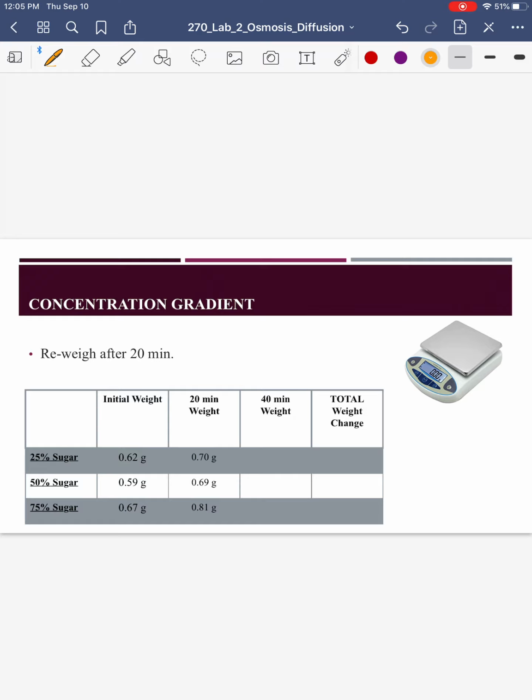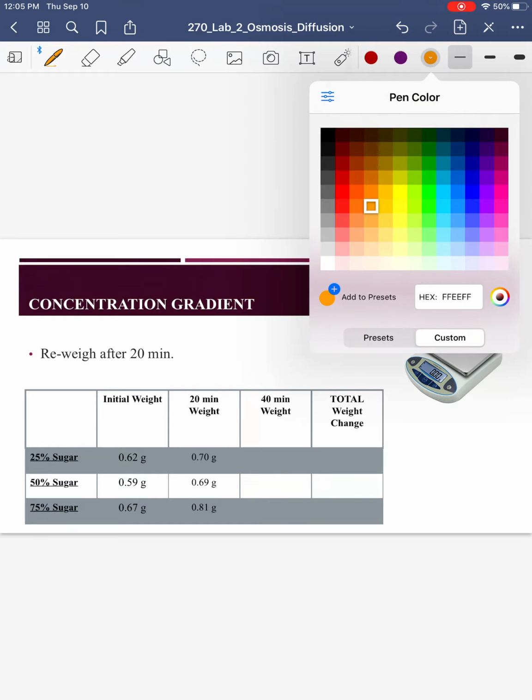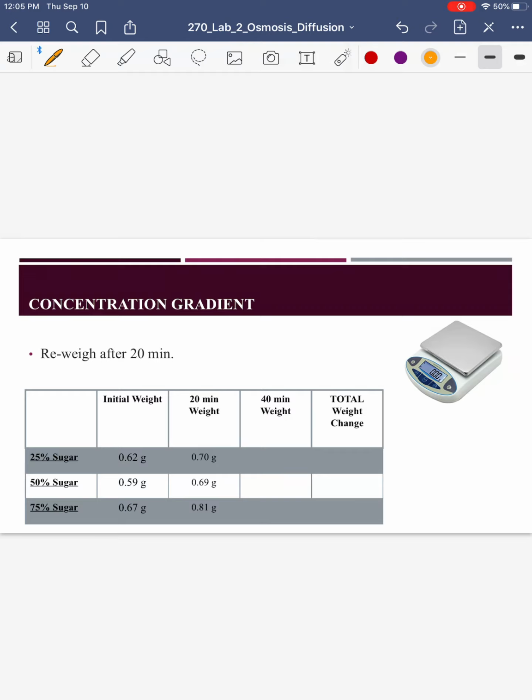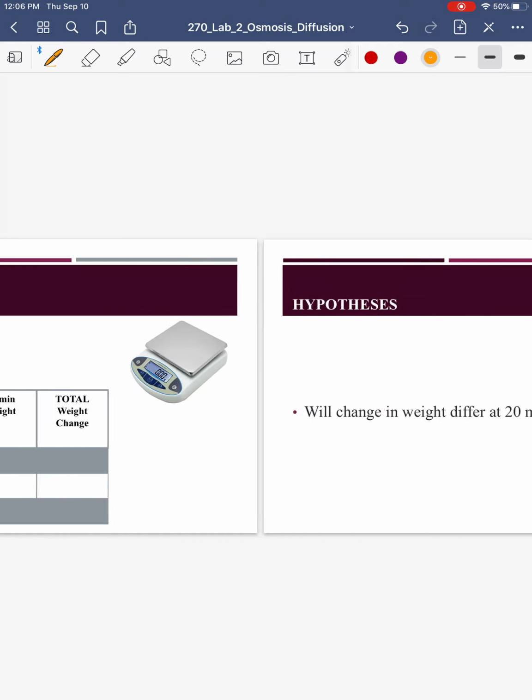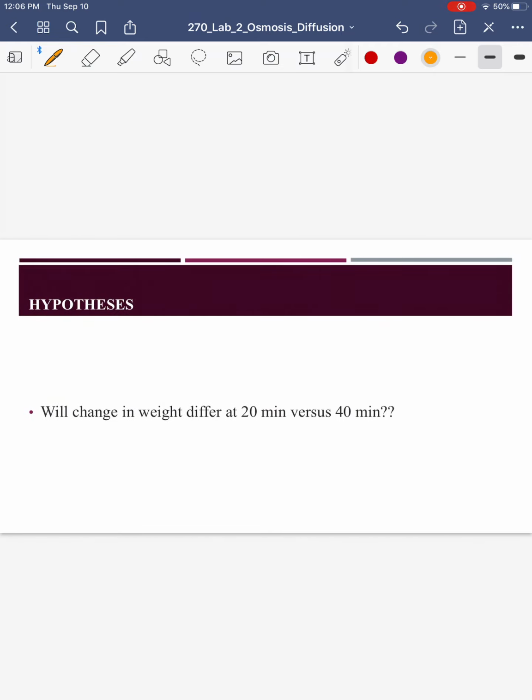And I've gone ahead and I'm going to give you some of the answers here. So at 20 minutes, we'll keep with orange. At 20 minutes, we can see our weights. So you can ask yourself, out of these 3 bags, which one gained the most weight? Perfect. Now we're going to wait another 20 minutes, so it'll be a total of 40 minutes.